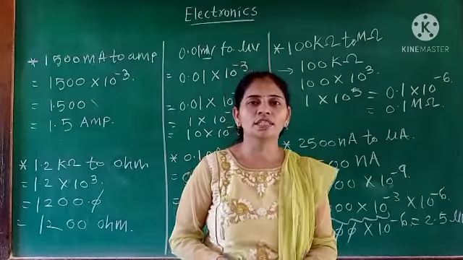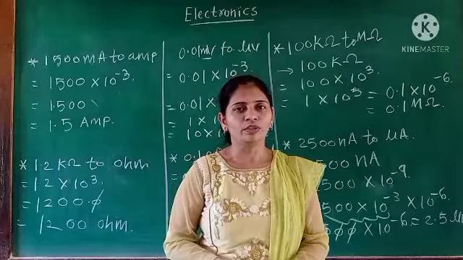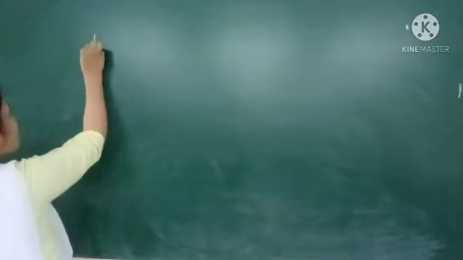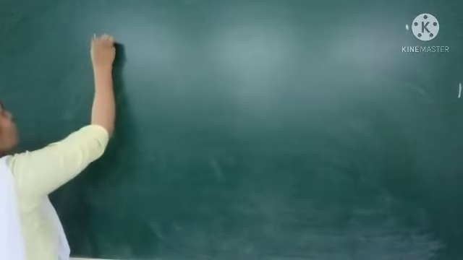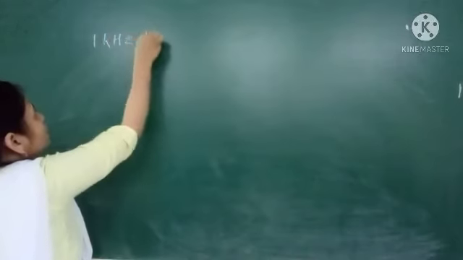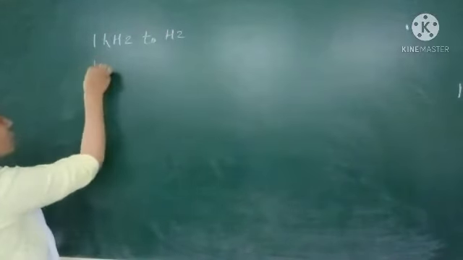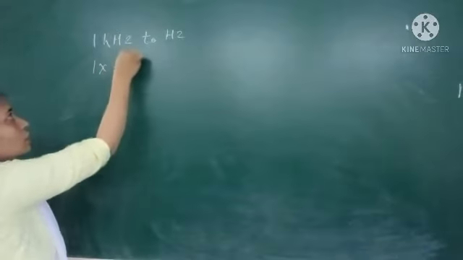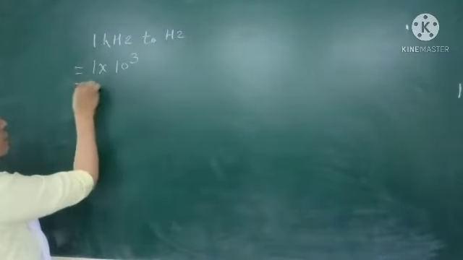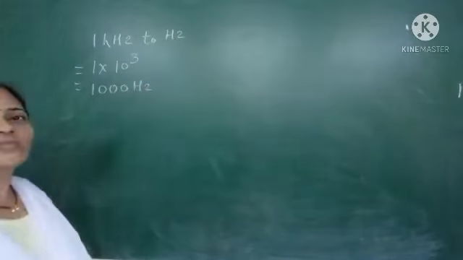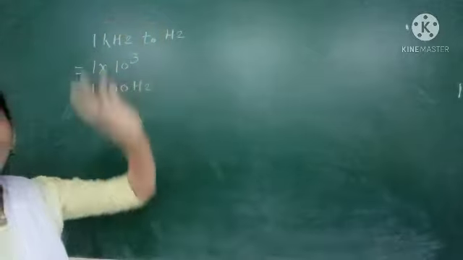So this is the conversion of units. Convert the number from higher units to lower units. See, the number is 1 kilohertz. We have to convert this number to hertz. What we require here is 1 into kilo, which means 10 raised to 3. So what we get here is 1000 hertz. In this way we can convert the higher to lower.